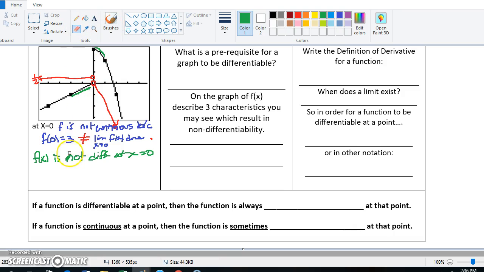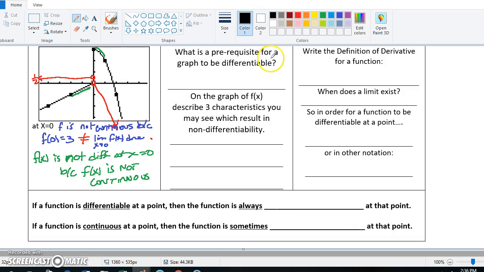Why is that the case in this scenario? This is different than the other scenarios we've looked at so far. f of x is not differentiable at x equals 0 because f of x is not continuous. This is the only graph we've looked at so far where we don't have a continuous function at a particular location. Okay, so let's take a look at some summaries here.